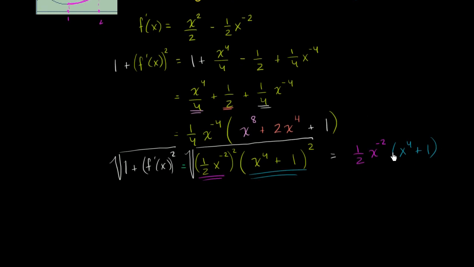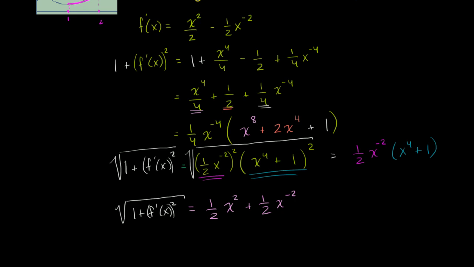Or I could actually, now that I did all of this to put this in a form that I could recognize, now I can distribute things back. This is going to be equal to 1/2 x to the negative 2 times x to the fourth, which is x squared. So 1/2 x squared plus 1/2 x to the negative 2. Let me rewrite this. So that's the square root of 1 plus f prime of x squared.